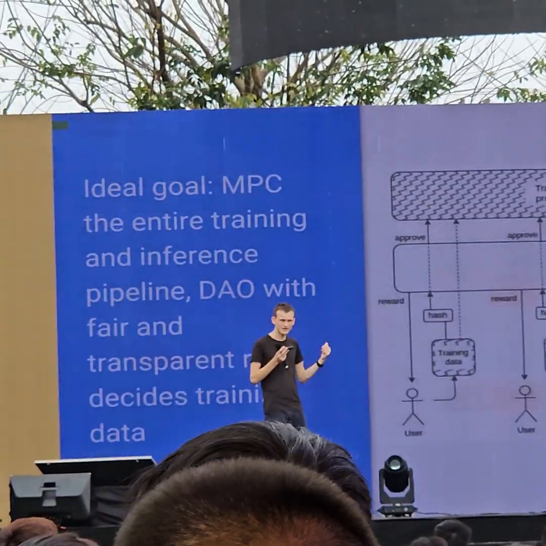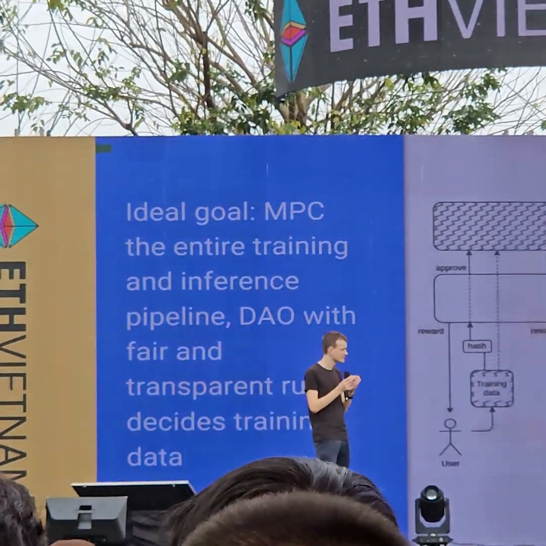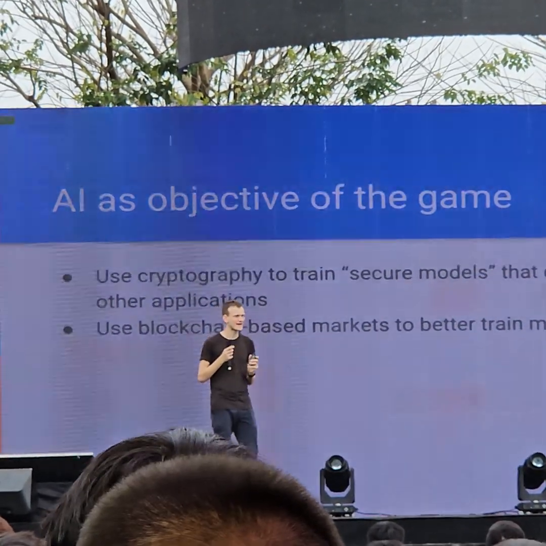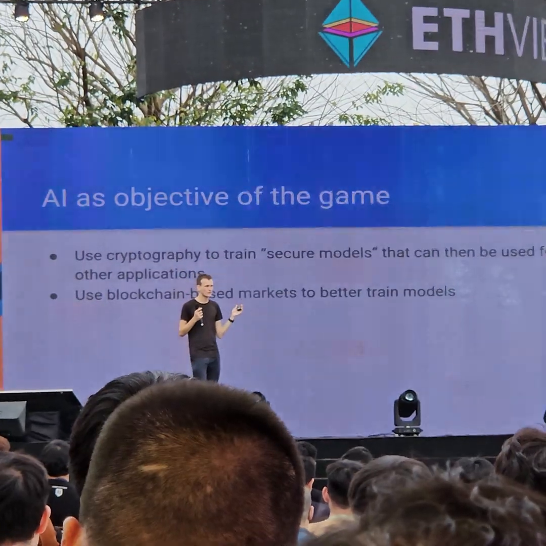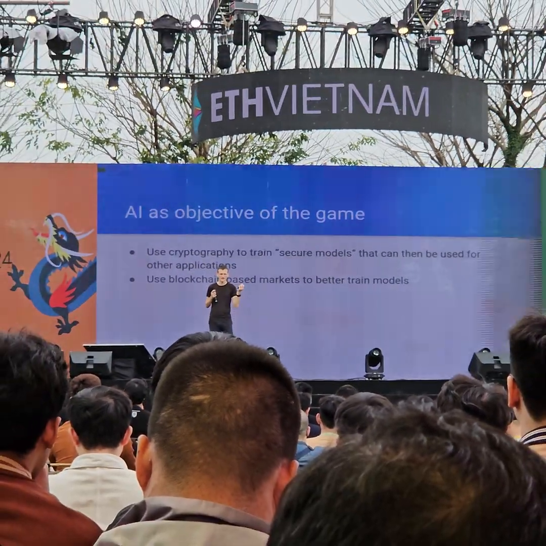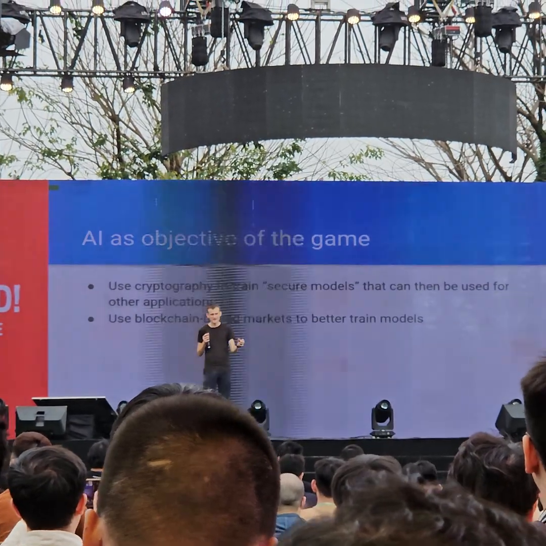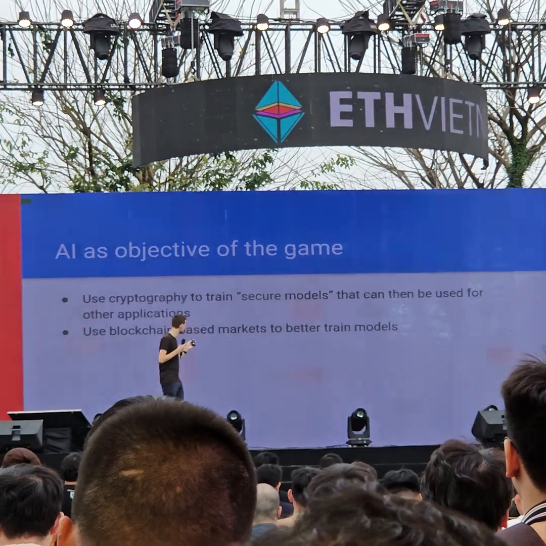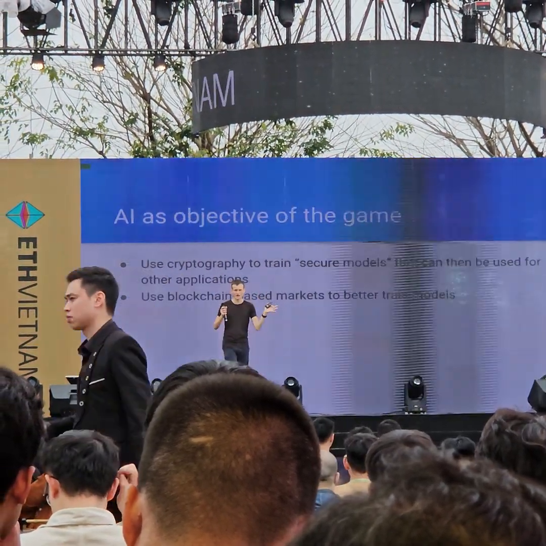So you can imagine applications that want to use AI as the rules for the game to try to do something like this. Finally, AI as the objective of the game, right? Basically, what if we want to use blockchain-based mechanisms and cryptography to train better AIs that we can then use for other purposes? One example of this is what I talked about right now, using cryptography for privacy.